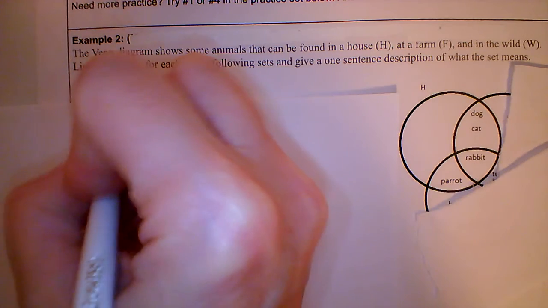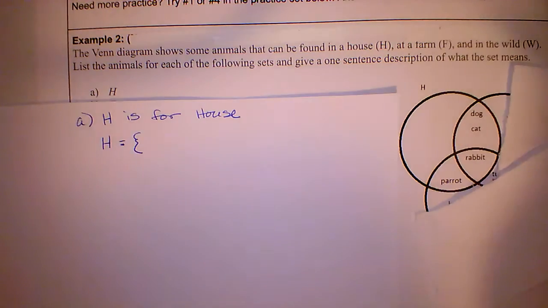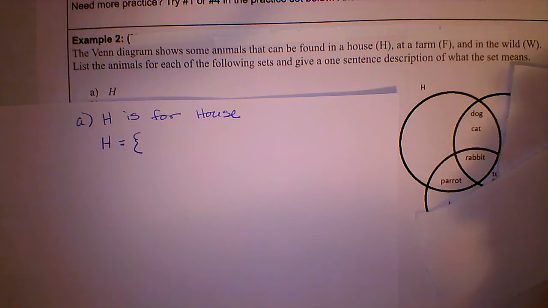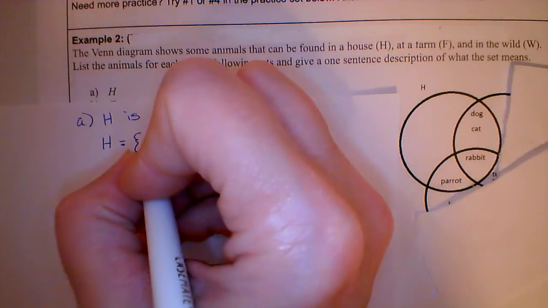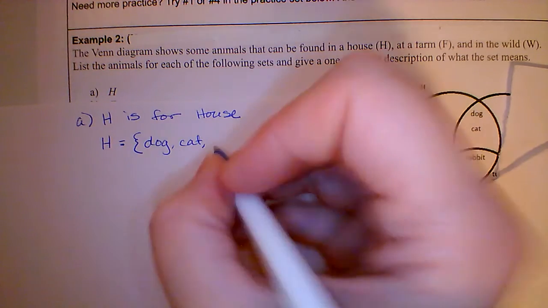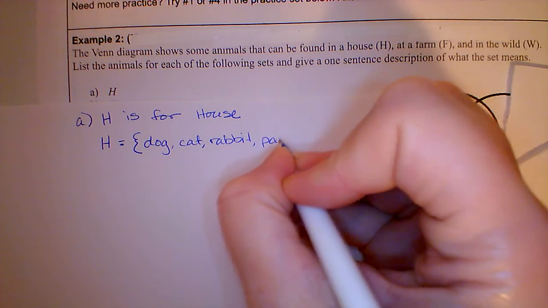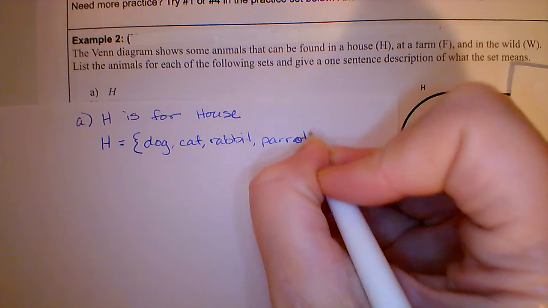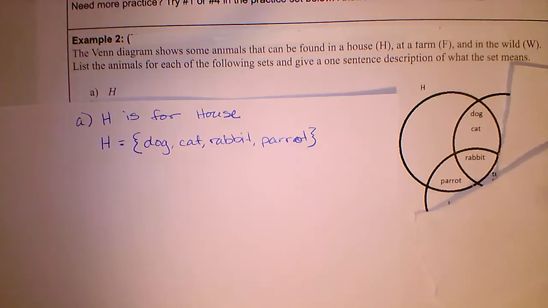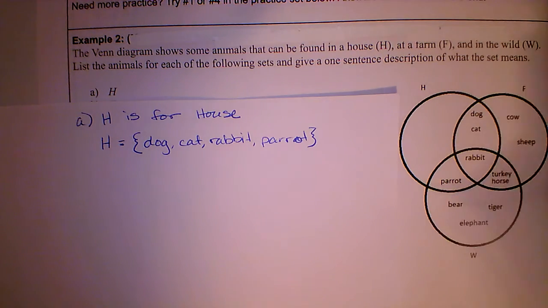And I'm going to see that set H is, and I'm going to use little squiggly brackets because this is how we make a set, or we make a list of numbers or elements or values. And I know that this is going to be a dog, a cat, a rabbit, and a parrot. Because these are the only animals that are in my circle H. All these other ones are in other circles.